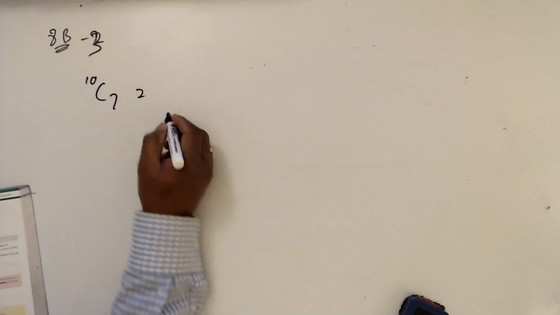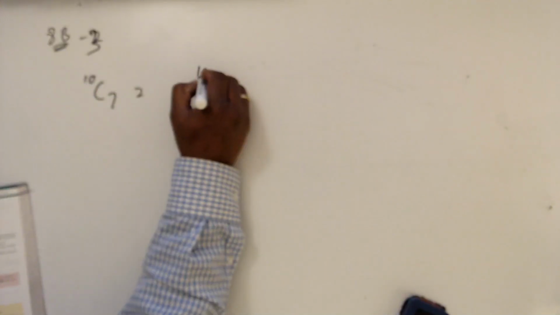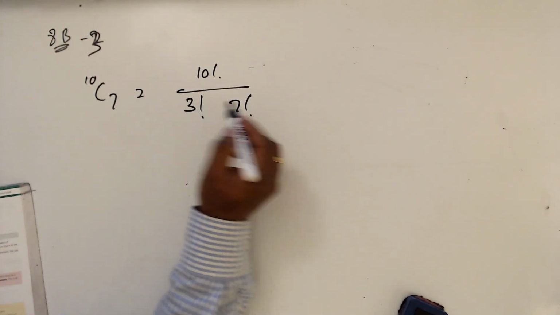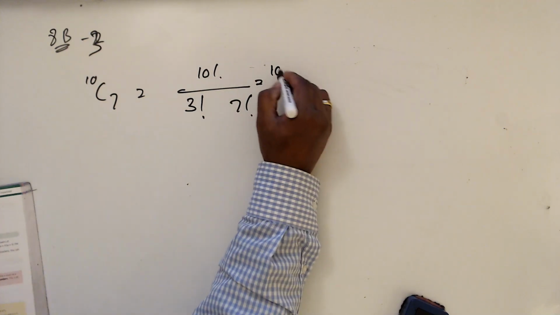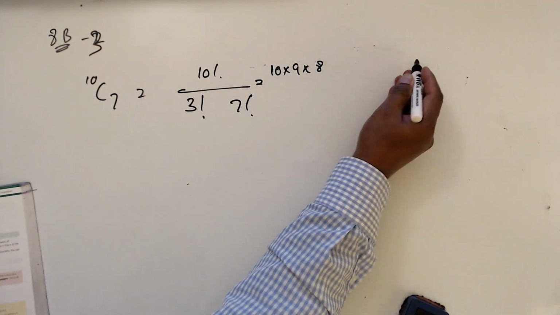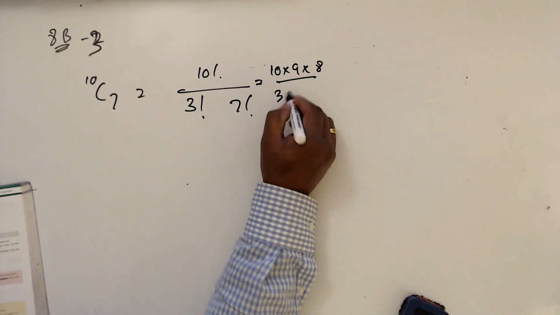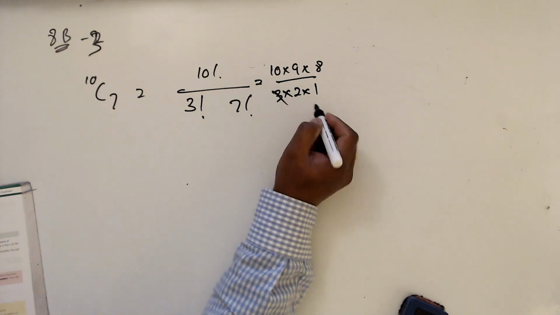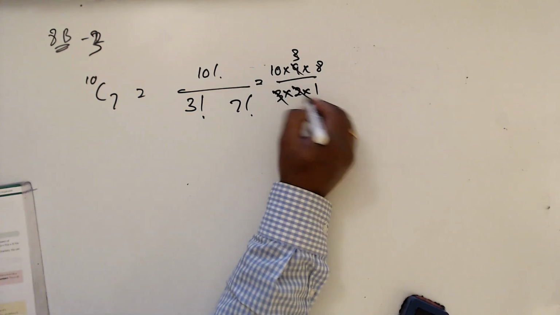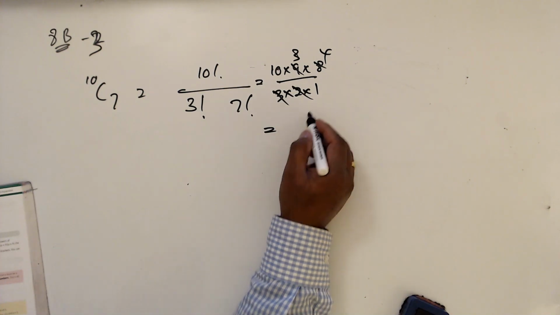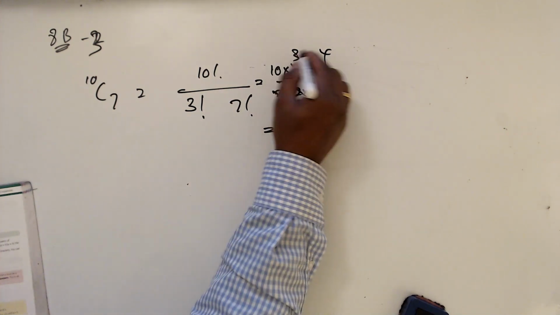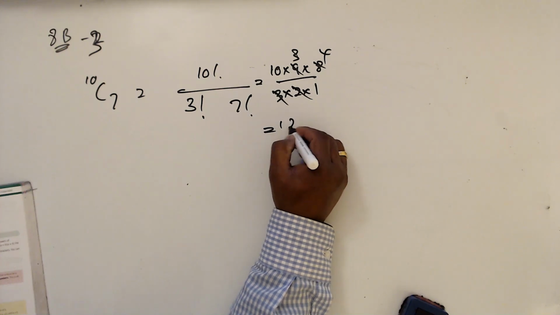10C7. Next one. 10, 7, 10 minus 7, 3. So this is going to be 10, 9, 8. From 7 onwards, cancel with this one. 3, 2, 1. 3 times 3, 2 times 4. 3 times 4, 12 times 10, 120.